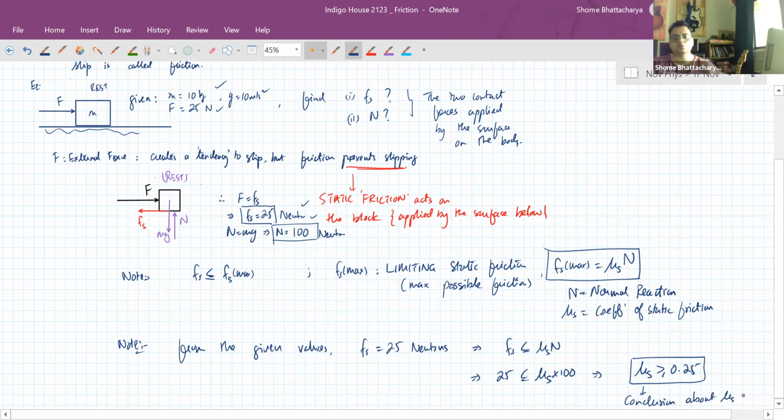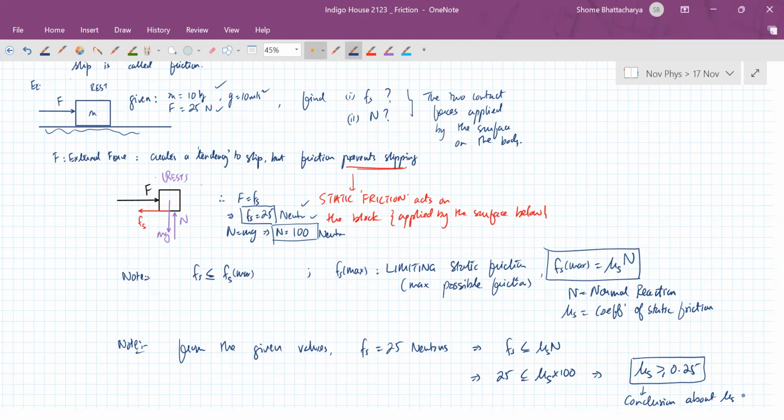To check whether it is equal to 0.25 or greater, we'll have to increase the force and check when the slipping starts. We don't know right now if we increase the force from, let's say, 25 to 27 or 30, whether slipping will start immediately, or we have to increase the force beyond 35, or more. But suppose we increase the force very slightly and see that the moment the force is greater than 25, the block starts sliding. Only then can we say that the coefficient of static friction is 0.25. Without that further experiment, we cannot tell how much the coefficient of static friction is.